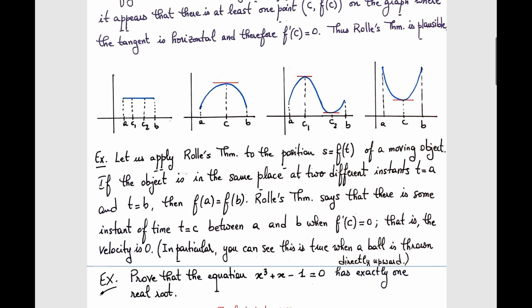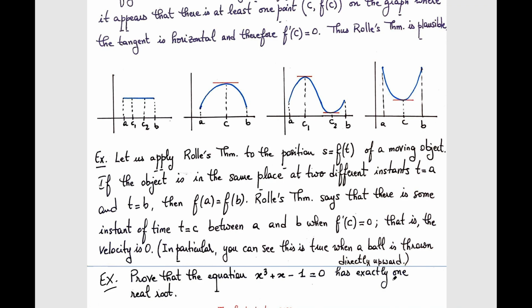Okay, here's a problem. Prove that the equation x cubed plus x minus 1 equals 0 has exactly one real root. What's a root again? A root is a number that solves the equation. So prove that this equation has precisely one number x that you can plug in and you get 0.